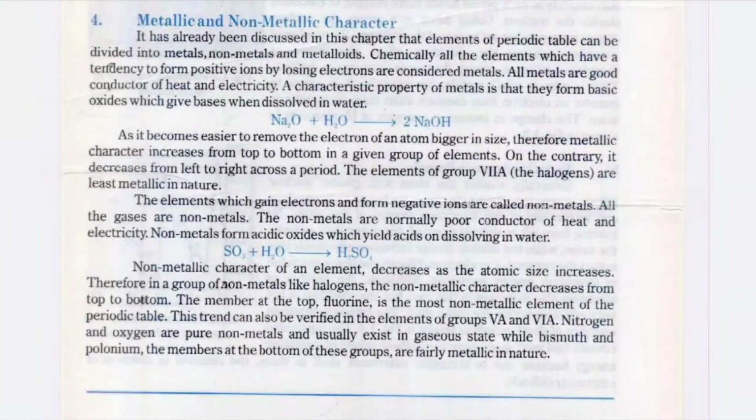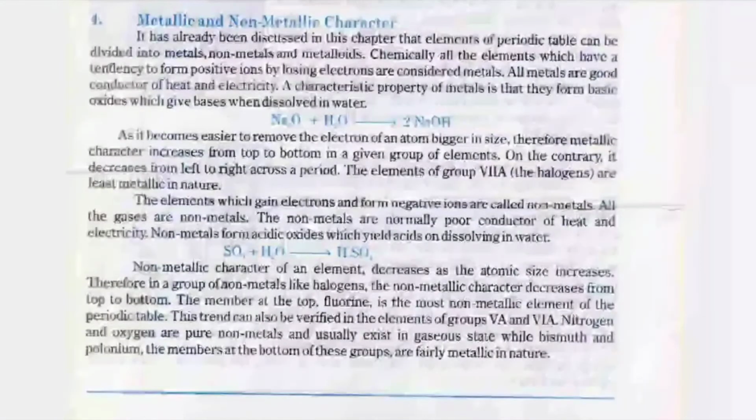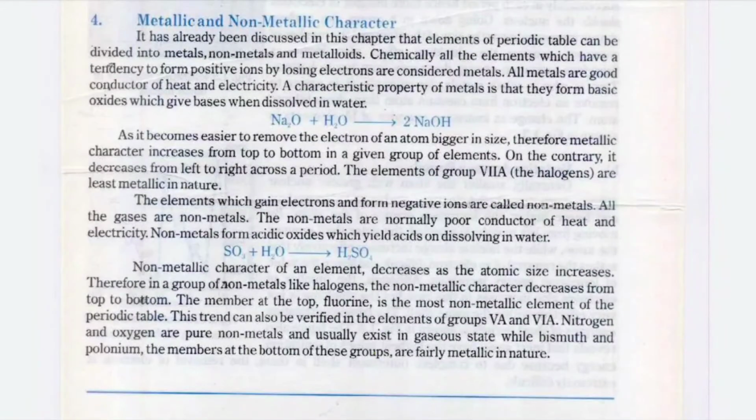Now let's talk about the periodicity or the periodic trend of the metallic and non-metallic character. First of all, we should know that the metallic and non-metallic character depends upon the nuclear charge and the size of the atom. As we know, the size of the atom increases when we move from top to bottom in a group. So we can say that the metallic character increases when we move top to the bottom in any group with the increase of the size of the atom.